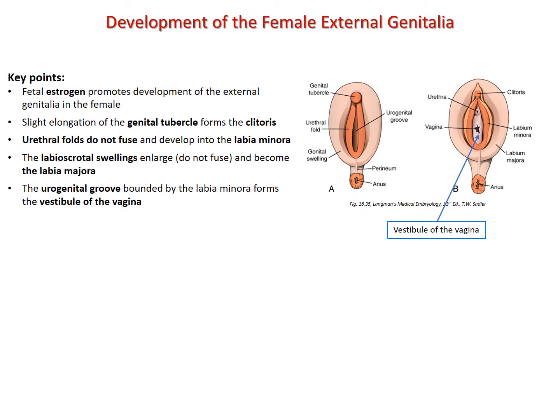This slide describes further development of the external genitalia in the female from the indifferent stage described earlier. Estrogens stimulate development of the external genitalia of the female. The genital tubercle elongates slightly to form the clitoris. The urethral folds do not fuse and develop into the labia minora. Likewise, the labioscrotal swellings enlarge, do not fuse, and become the labia majora. The urethral groove, bounded by the labia minora, forms the vestibule of the vagina.